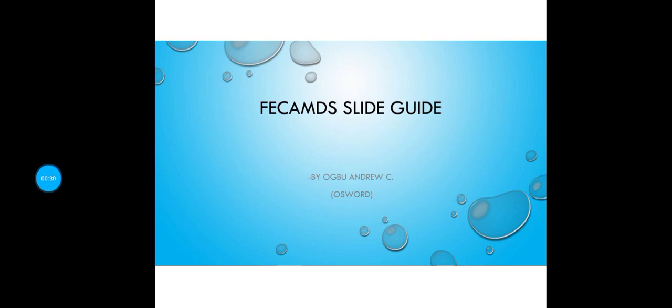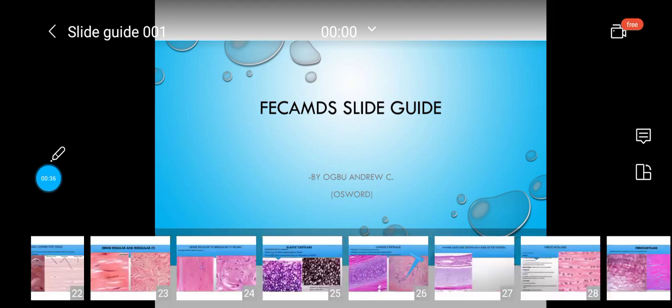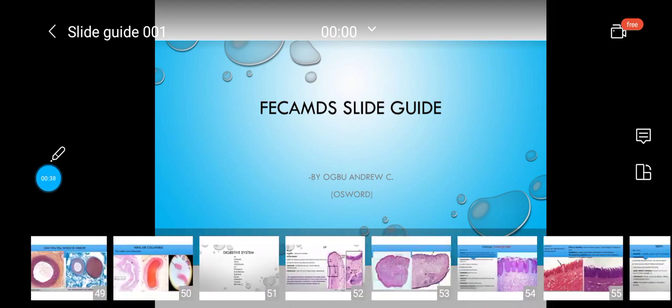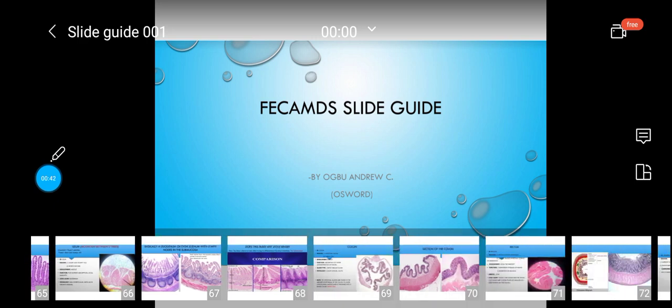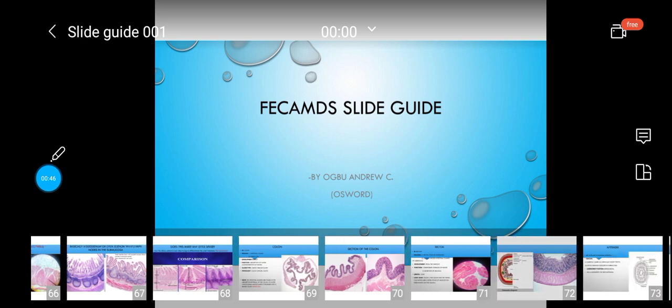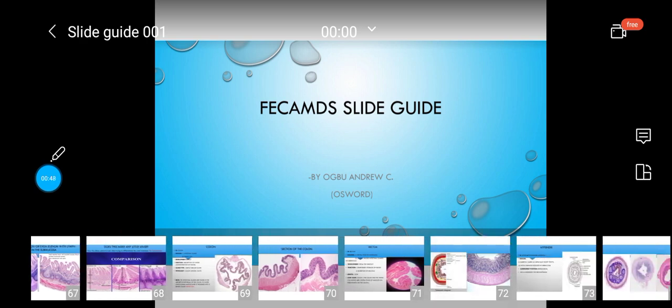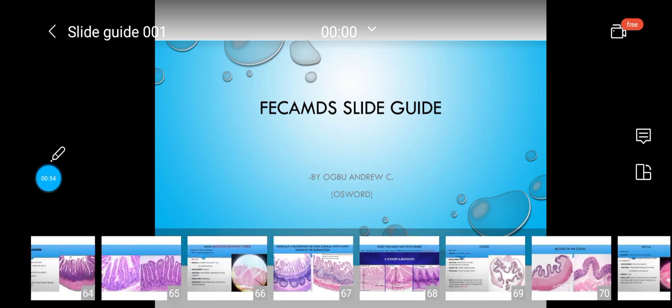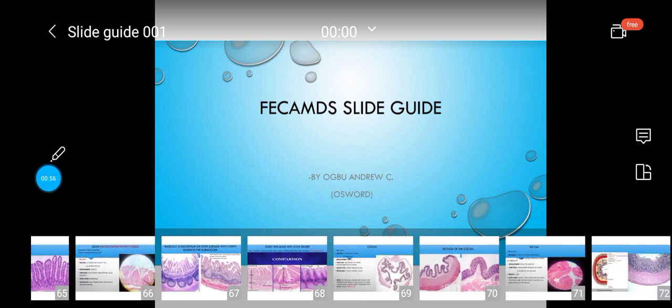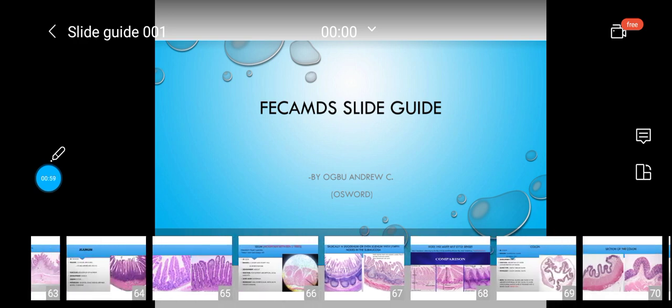So, today, we'll be looking at the histology of the large intestine. The large intestine contains various parts: the appendix, the colon, the rectum, and then some parts of the anal canal also form part of the large intestine. So we are going to start with the colon.